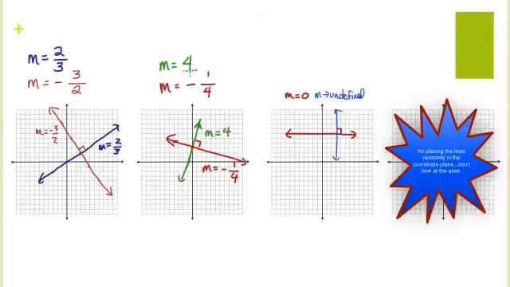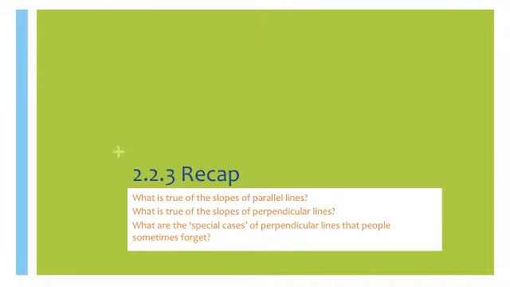sometimes people forget them. And recap, what's true about the slopes of parallel lines? What's true about the slopes of perpendicular lines? What are those special cases, right? Special case, those vertical and horizontal lines. Those are definitely perpendicular.